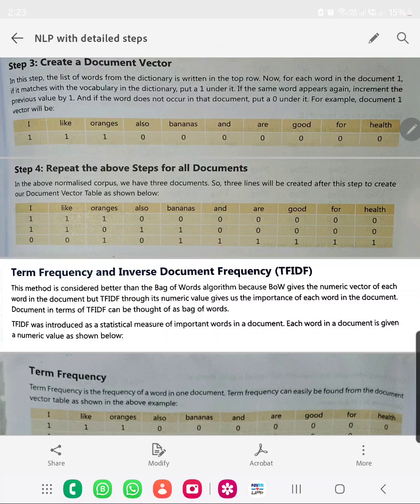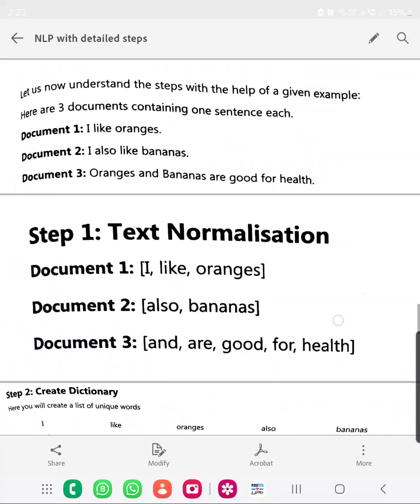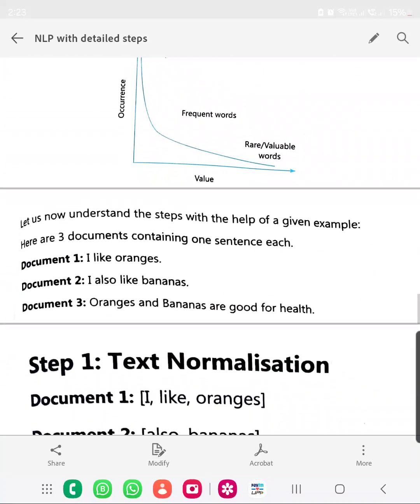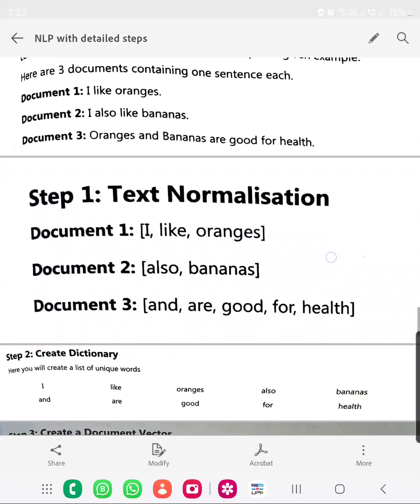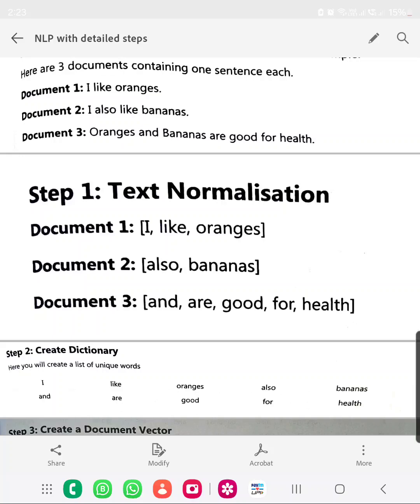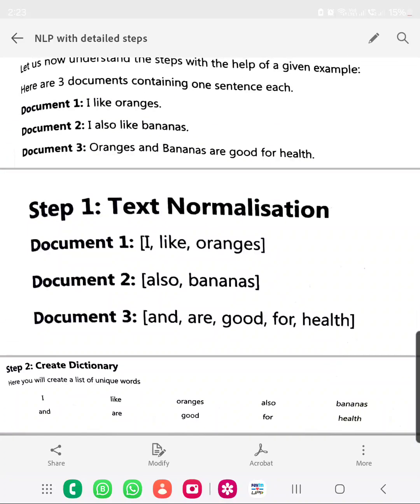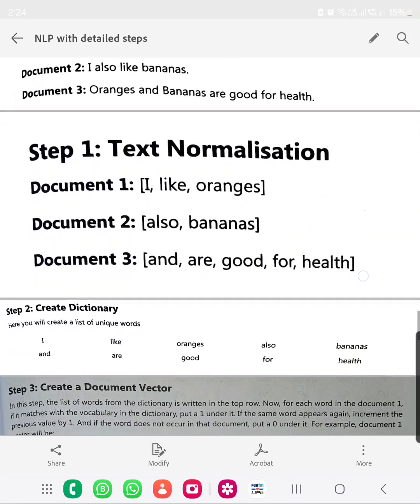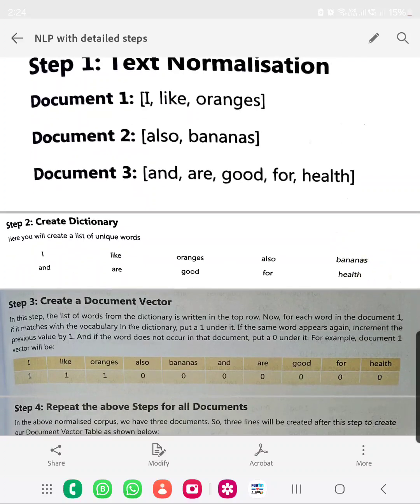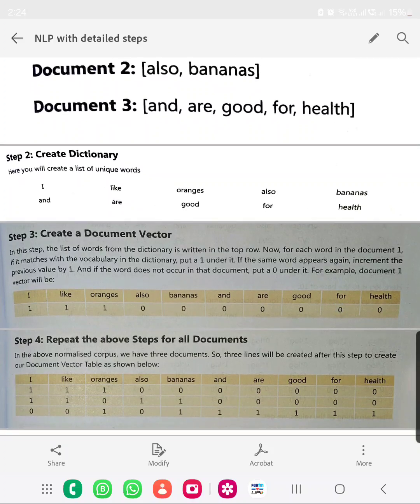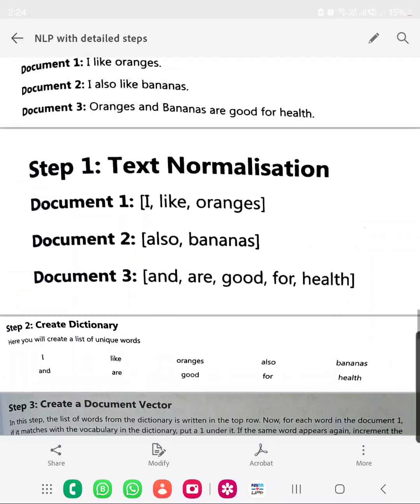Alright, so this completes bag of words. In bag of words, we take the documents and do text normalization, which is step 1. Within step 1, we remove all the words which are already used in some document. Then we create a dictionary of those words in step 2. Then we create a document vector for each document, and for all the documents in step 4. So this is what bag of words is.